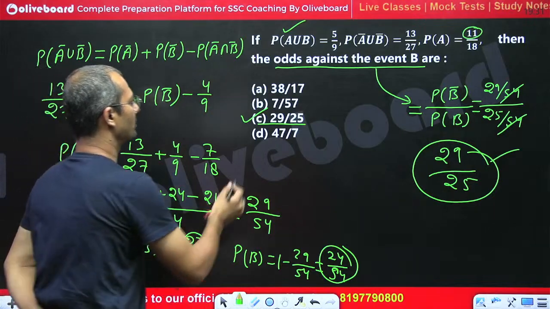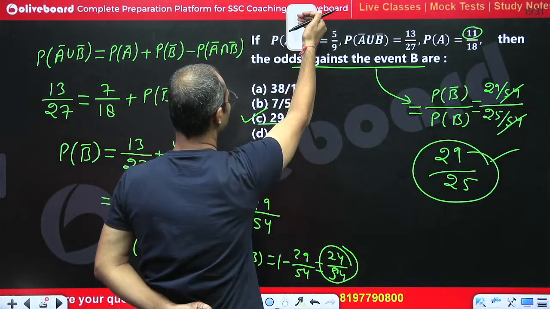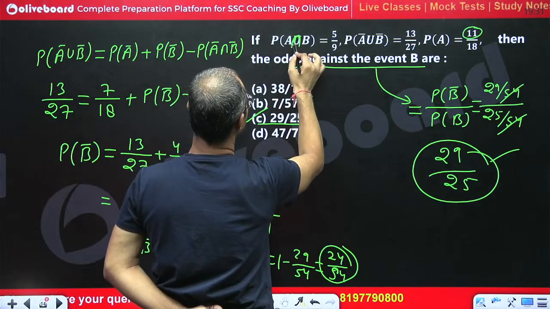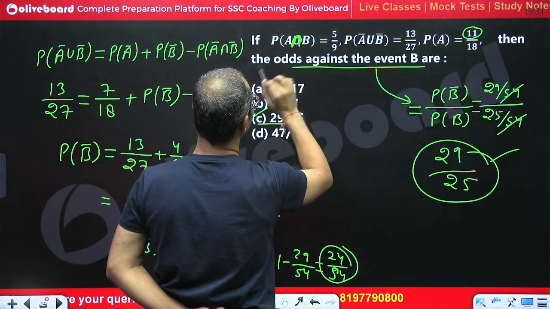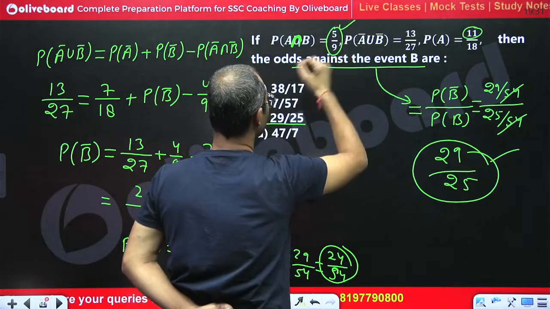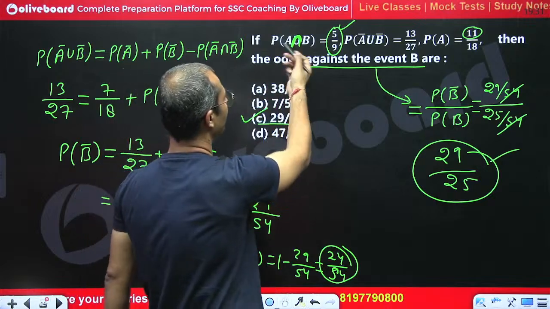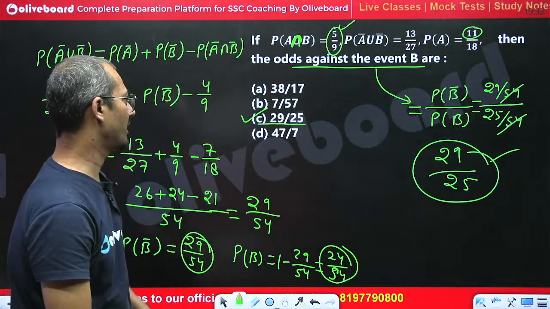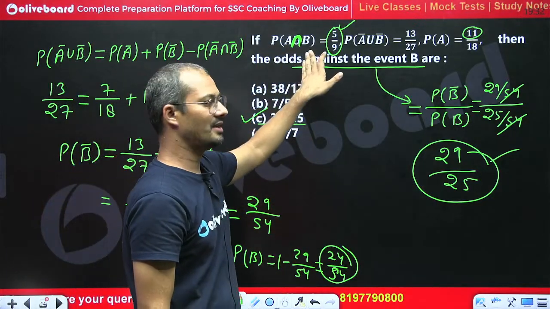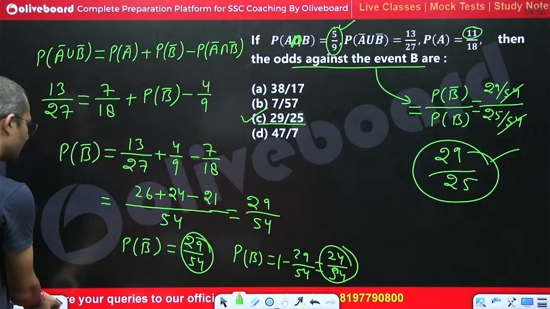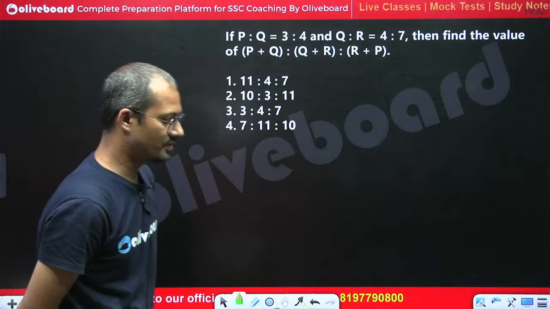Yes. So there is one change in the question. You have to make it intersection. A intersection B is equal to 5 by 9. This is the printing mistake, right? So here we are given probability of A intersection B is equal to 5 upon 9, right? Okay. Moving to the next question.